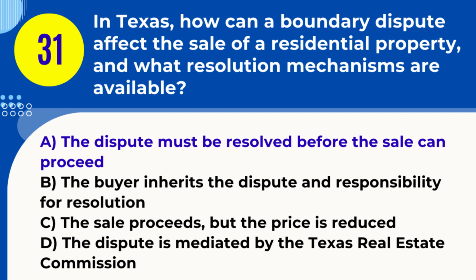Explanation. A boundary dispute can impede the sale of a residential property in Texas. Resolution mechanisms include mediation, arbitration, or legal action to determine the correct boundary lines.